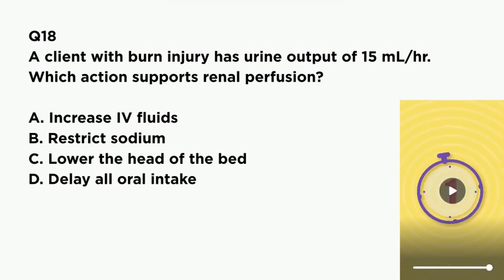Okay, A is the correct answer in this question. Low urine output reflects inadequate perfusion. Fluids help restore it, right? B is incorrect because sodium restriction does not really restore perfusion. C is also incorrect because position changes do not correct hypovolemia. And D is also incorrect because holding oral intake does not really improve output.